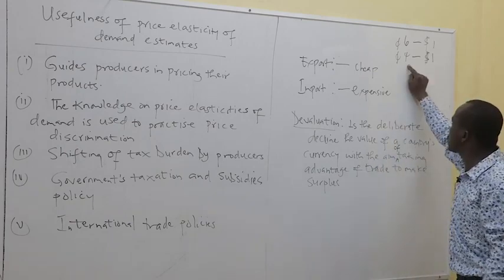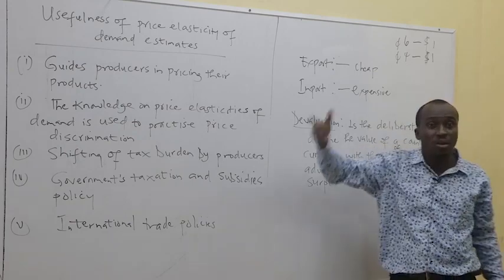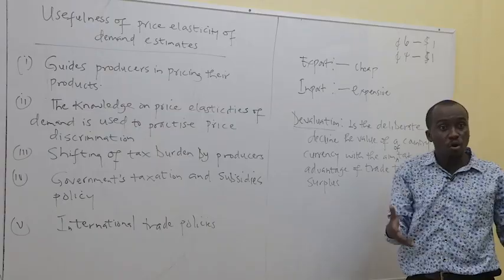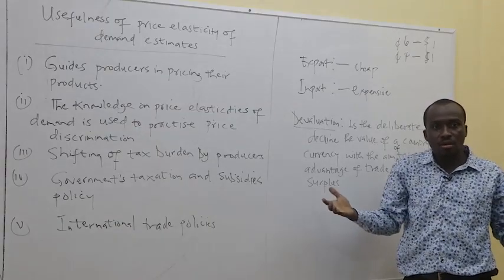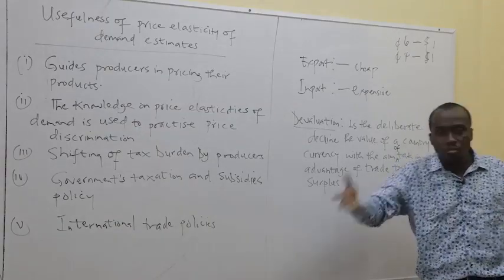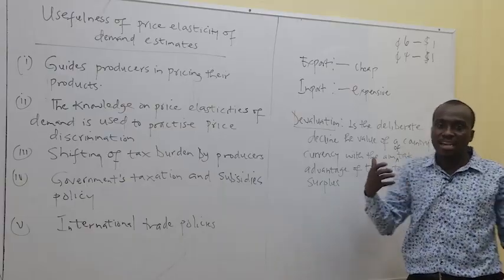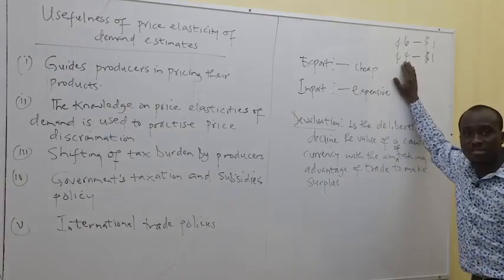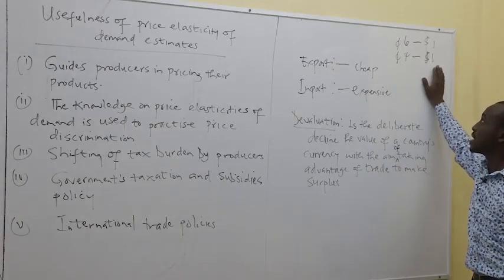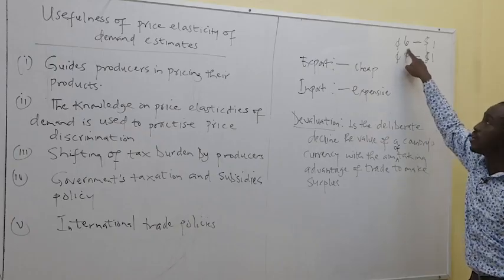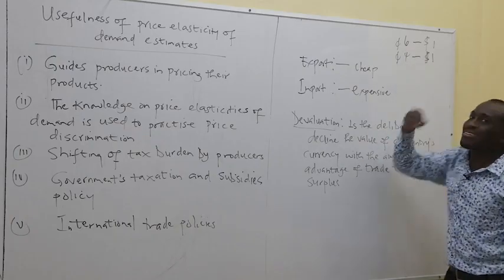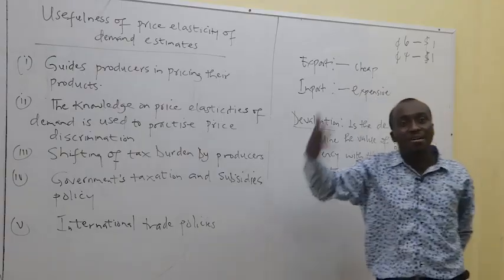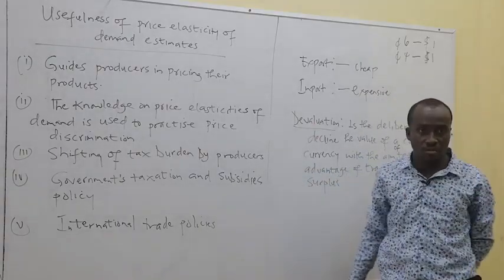First, when you have 4 cedis, you can get $1. Now you need 6 cedis to get $1. That means the value has fallen. You need more to get the same amount of money you were getting. Right? You need more cedis to get the same quantity. If you need $100,000, first you're using 40,000 cedis to get $100,000. Now the cedi has lost value, so you need 60,000 Ghana cedis to get the same $100,000. That means the country's currency has lost value.